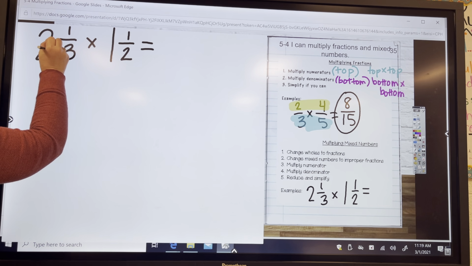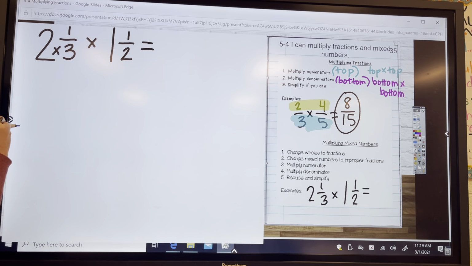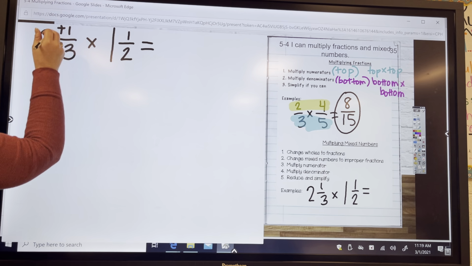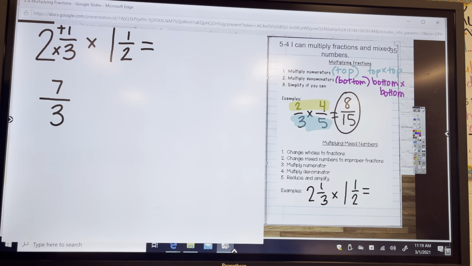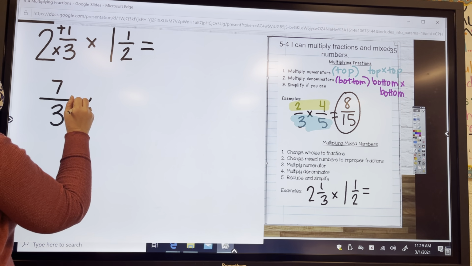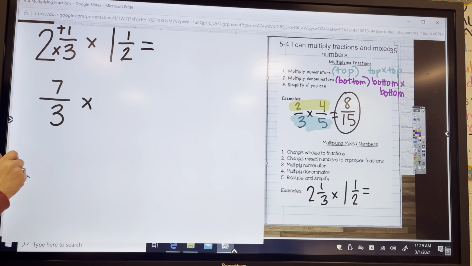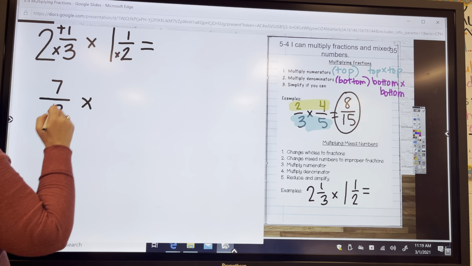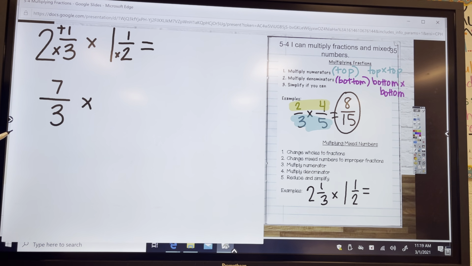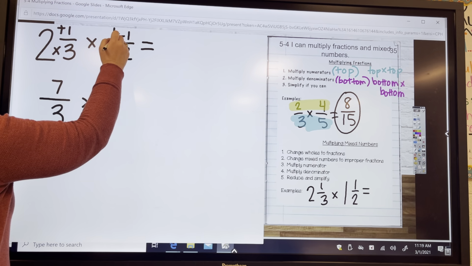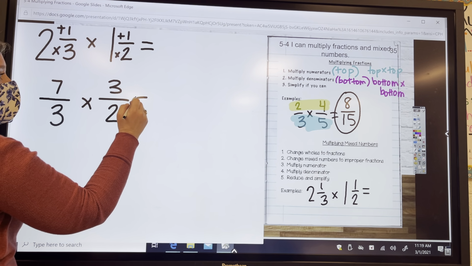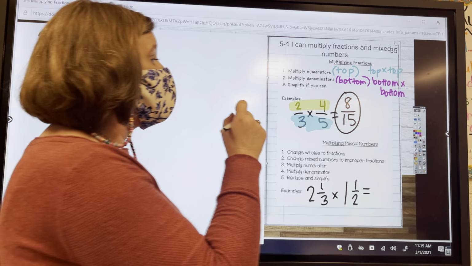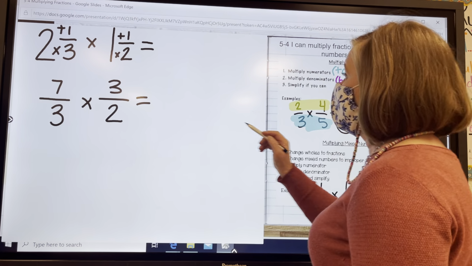So 3 times 2 is 6. Plus 1 is 7. I'm going to bring down my multiplication sign. 2 times 1 is 2. Plus 1 is 3. Now, what does it tell us to do? What's step 3?